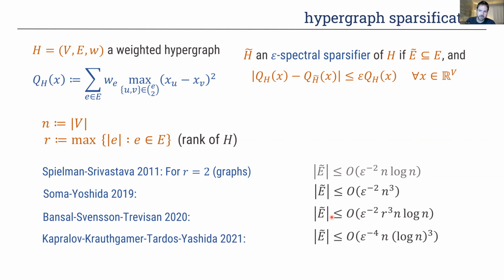And then there's actually a sequence of two works, but I'm just quoting here the last one. I would call it a breakthrough. Kapralov, Krauthgamer, Tardos, and Yoshida showed that one can, for arbitrary rank, get down to n polylog n hyperedges. So something that's quite close in spirit to the graph case, for an arbitrary hypergraph. Okay, so our goal today is to improve this a bit.